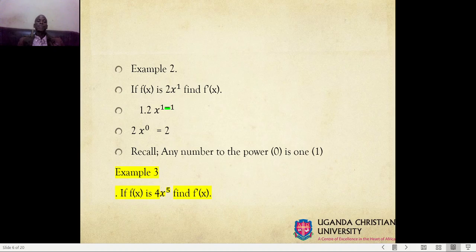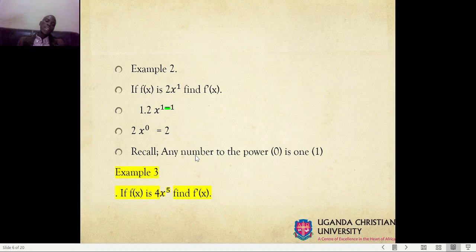It's very simple. Just to remind us, if you recall our primary math, they taught us that any number to the power 0 is 1. Okay, so x to the power 0 is 1. Any number to the power 0 is 1. So please always recall that any number to the power 0 is 1. Meaning if I have 2x to the power 0, my answer will be 2.